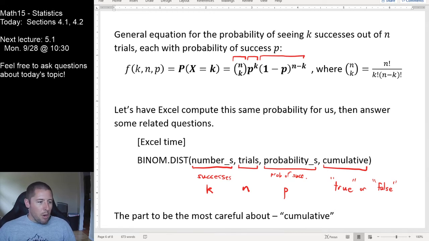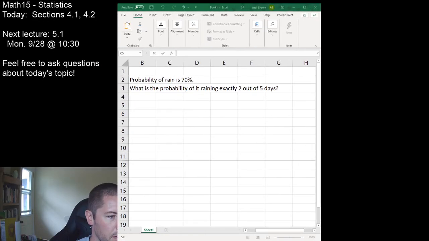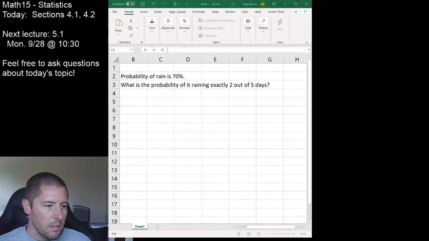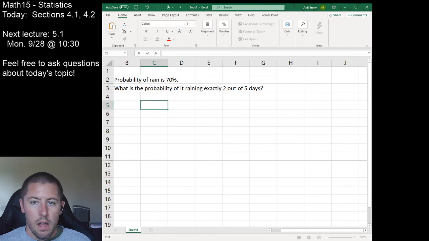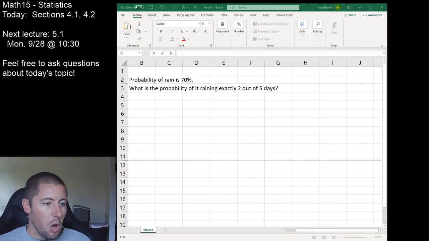So let's go pop over into Excel and let's do exactly the problem that we just did a minute ago. So let me rearrange this right here. There we go. And let me make Excel a little bigger here, although we really don't need all the Excel. So here we go. Okay. So the probability of rain is this exact same problem that we were just doing. I just want to show you that Excel is going to give you the same results right here.